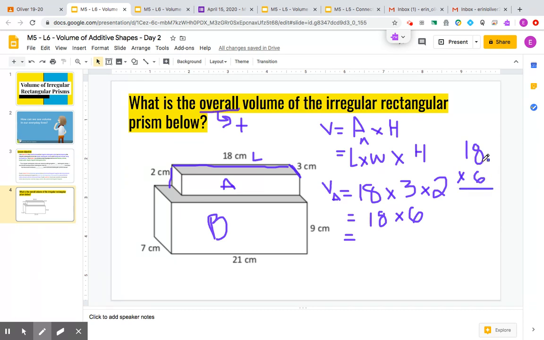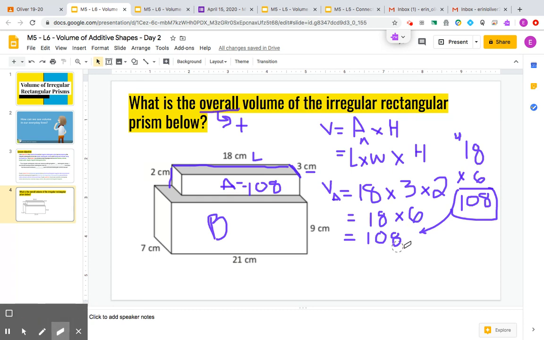6 times 8 is, you guys know that the 6's and the 8's are Miss Oliver's hardest times table. That's why we have to keep practicing our 60-second sweep. 8 times 6 is 48. 6 times 1 is 6, plus 4 is 10. So I know the volume of rectangle A is 108 cubic centimeters. So I'm going to write over here 108 cubic centimeters.